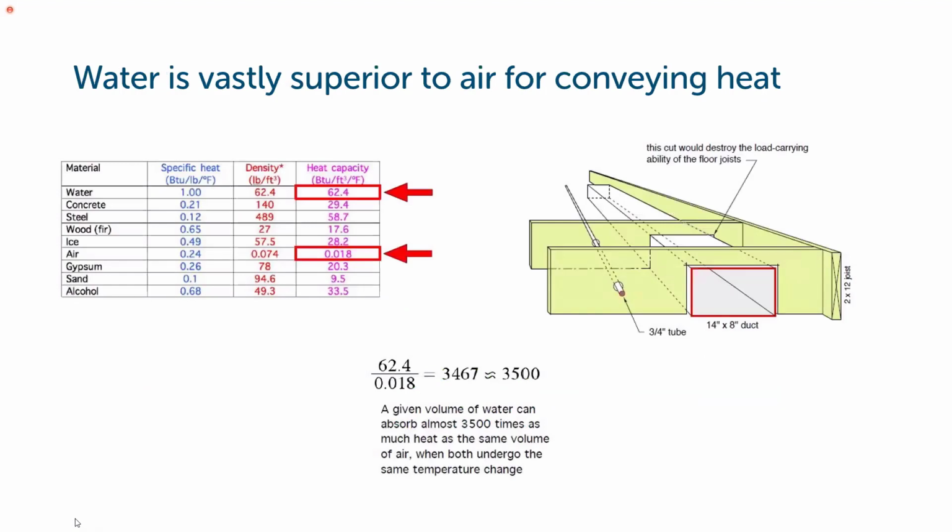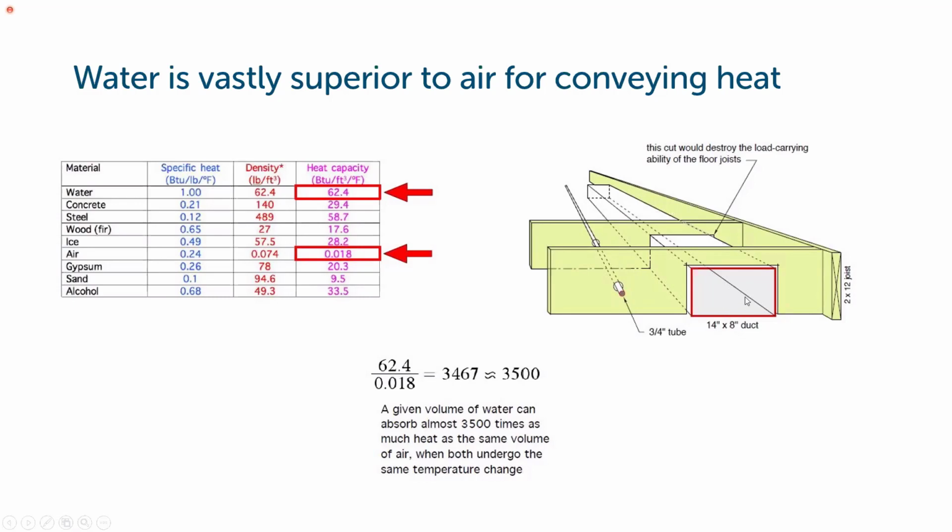So water is vastly superior to air for conveying heat. And this just reinforces a couple different ways of looking at it. These calculations here are showing the heat capacity of an equivalent volume of water versus air. It shows you that an equivalent volume of water and air, that water will hold 3,500 times more heat than the same volume of air. Functionally within a building, here you go. This kind of shows you the implication of how it lays out.